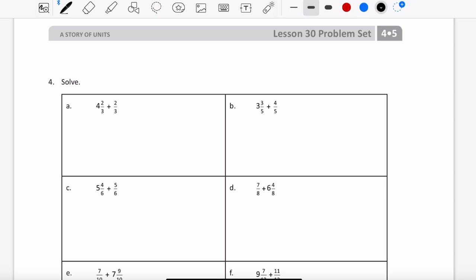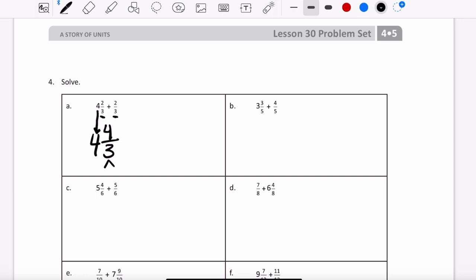So to start out, we're going to be adding 4 2/3 plus 2/3. So to do that, we're going to take 2/3 plus 2/3, which equals 4/3. So now we have 4/3 and we bring down our 4 wholes, so we have 4 4/3.